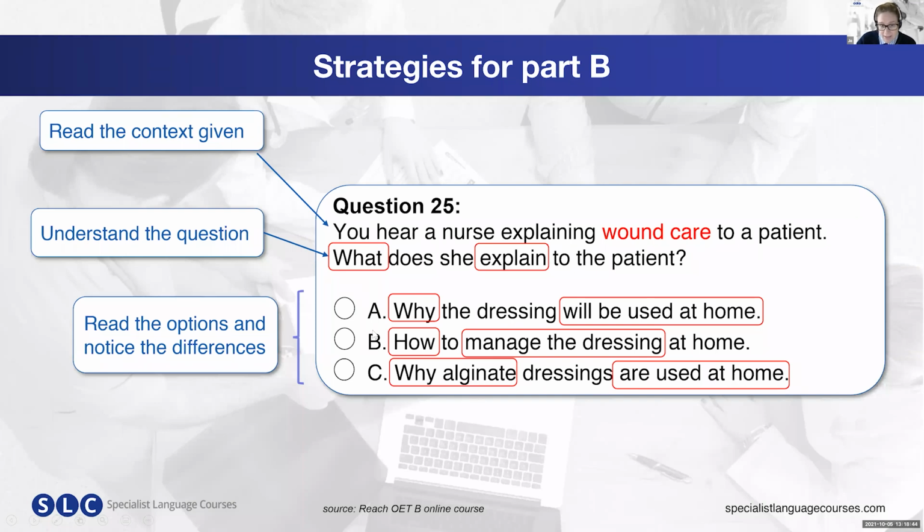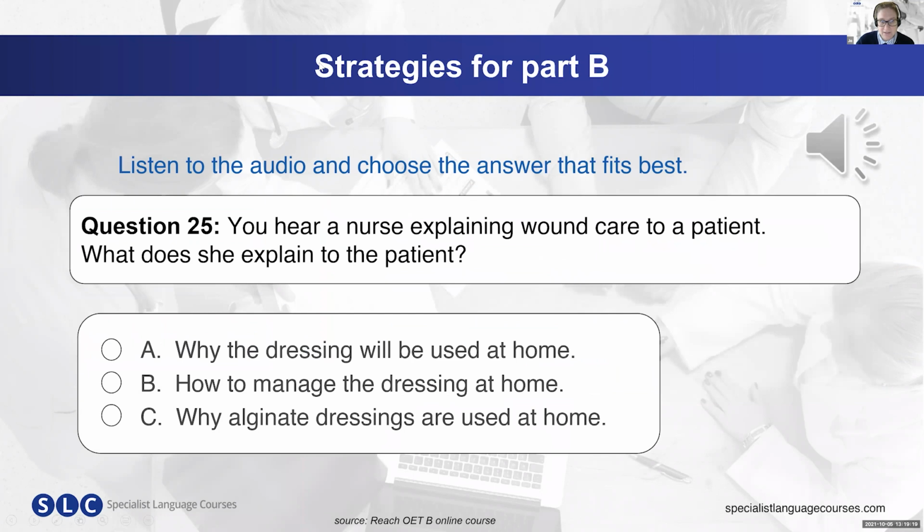Okay, so A and C are quite similar. A is talking about why the specific dressing will be used at home in this instance, with this particular patient, whereas C is a more general answer. It's why alginate dressings are used at home in general. Okay, so there's a few differences there. Let's have a listen and you can pop in the chat at the end which option, A, B, C, you think is the answer. Okay, so let's have a listen and choose the correct option.